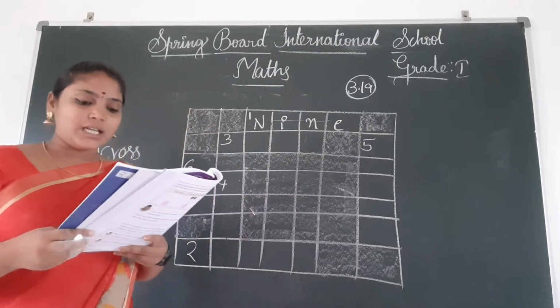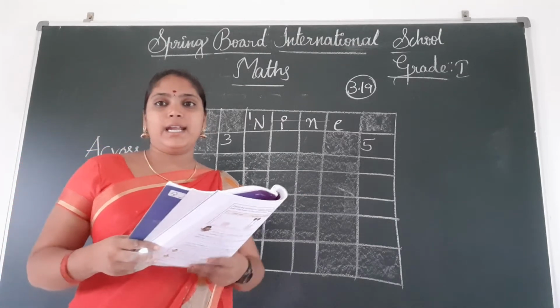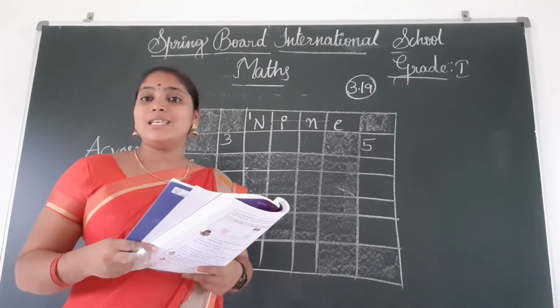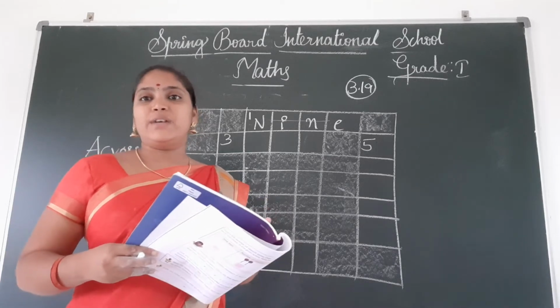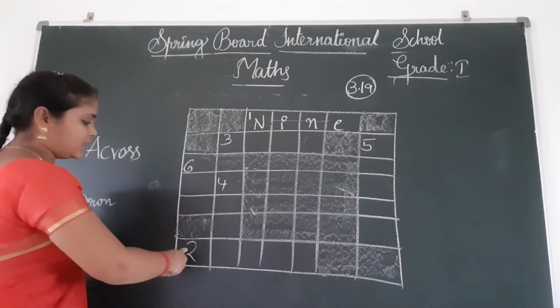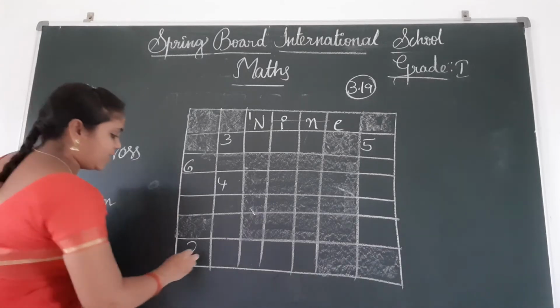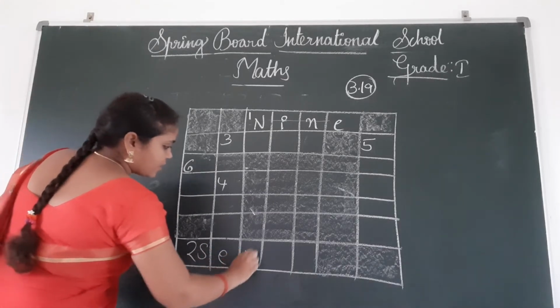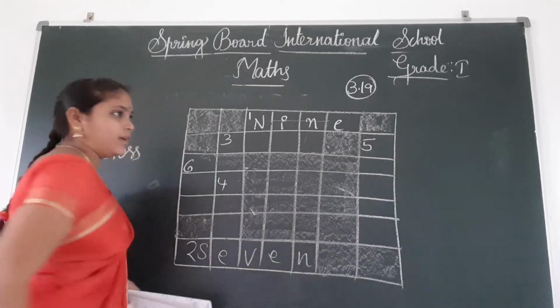Next, what comes in between 6 and 8? Which number comes between 6 and 8? In between 6 and 8, 7. So go to the second one. Where is the second one here? So here 7. S-E-V-E-N. 7.